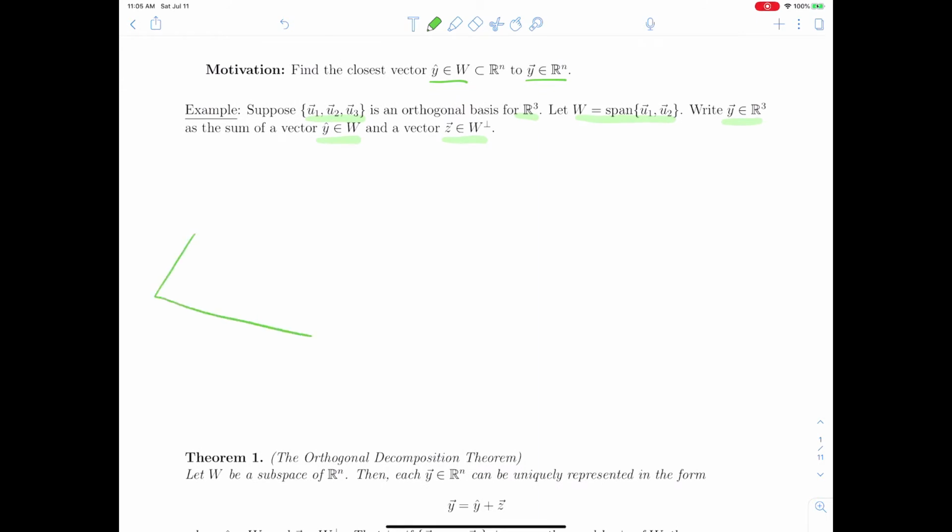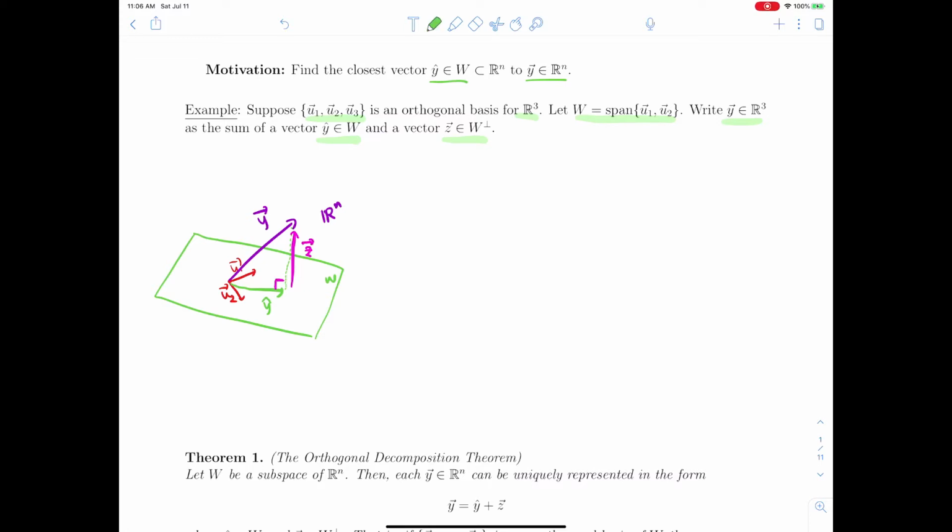So you have a space W over here, and you have two vectors u1 and u2 that span the given set W, and you have a vector y, which is an element of Rn. Then y hat corresponds to the orthogonal projection of y to W, so that is this vector. And z should be y minus y hat, which is given by this.